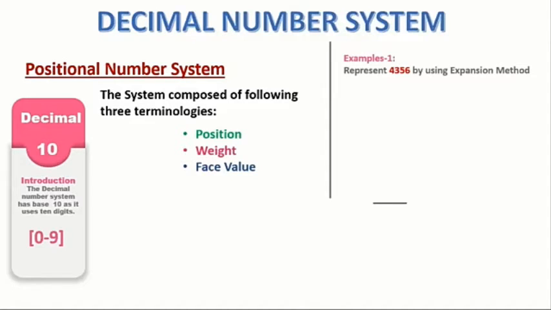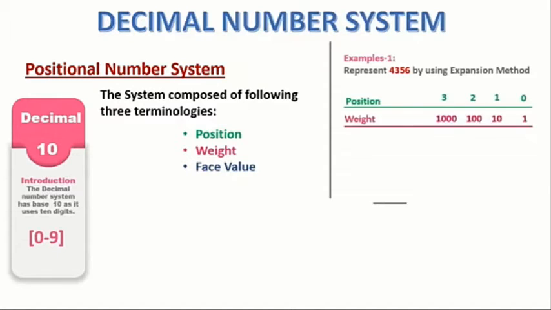Okay students, the first is, if you want to present the position of any value, you will write from left to right. Here 0, 1, 2, 3: it means 6 has position 0, and 5 has position 1, 3 has position 2, and 4 has position 3. Okay, and now the next is weight. Similarly, weight here is 1, 10, 100, 1000: 6 is in 1s, 5 is in 10s, the 3 is 100, and 4 is 1000. So it is called weight.